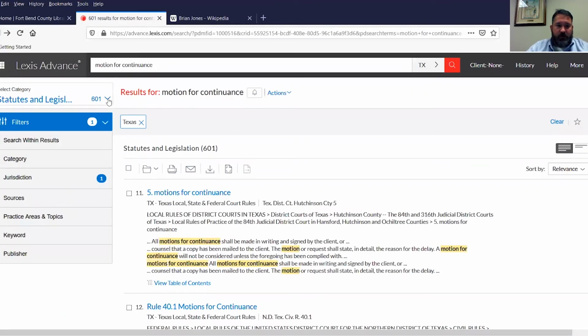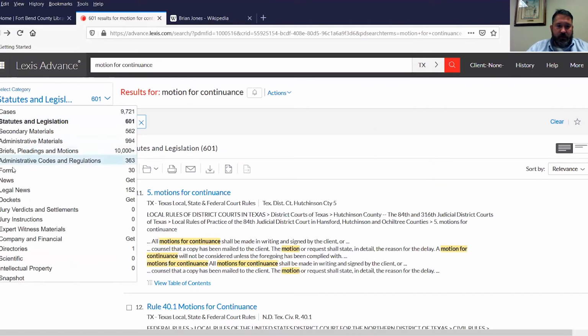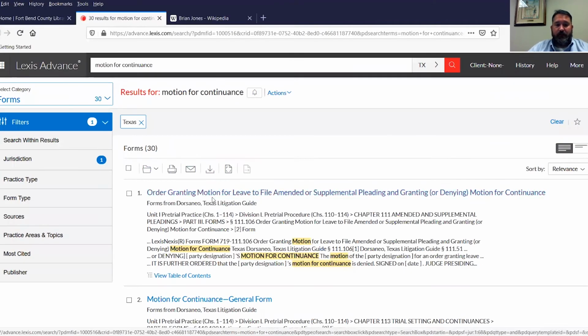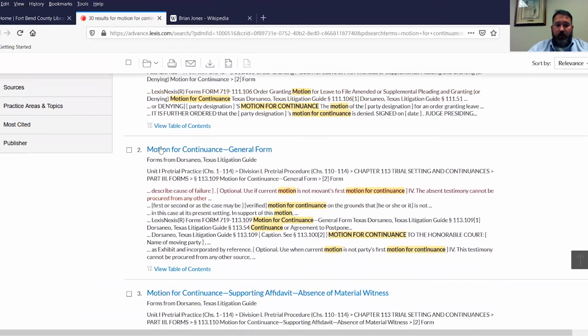Let's go back to some other categories then. In addition to statutes and legislation, forms. That's oftentimes what people are looking for. Hey, I need a form that I can utilize. And here, it's from one of the secondary resources, because within the Texas Litigation Guide, in addition to information, they have sample forms for things. So let's look at the motion for continuance that was brought up in the search.